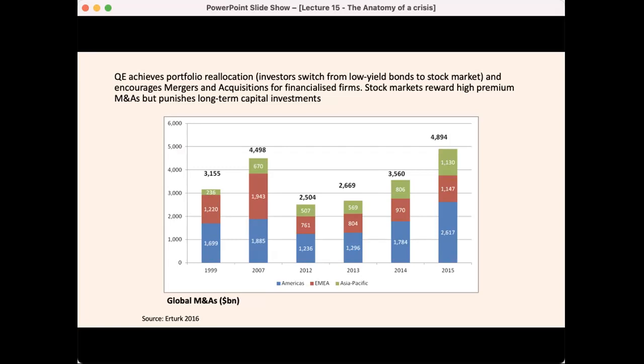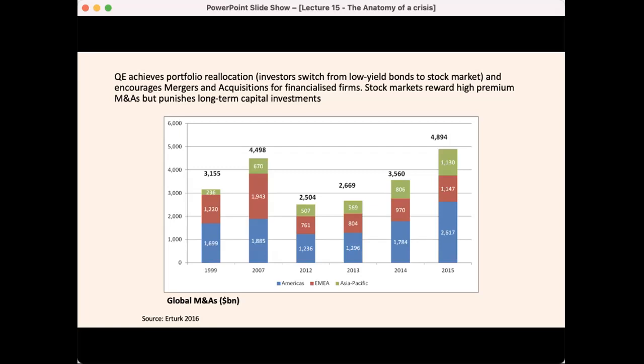Stock markets reward high premium M&As, but effectively they punish long-term capital investment. It's quicker to get economic growth through buying another company than it is to actually produce more goods and services or innovate within goods and services in order to generate something that's worth buying. And just as we've seen in previous charts, mergers and acquisitions peaked in 2007, declined, but then have grown rapidly since then.